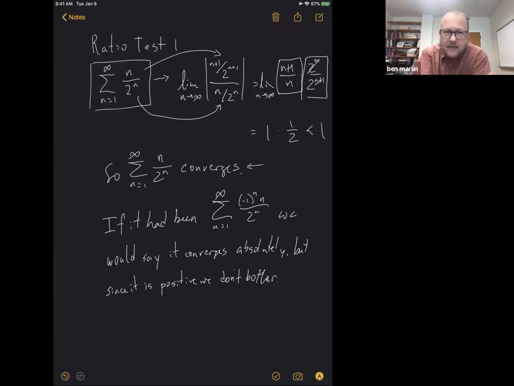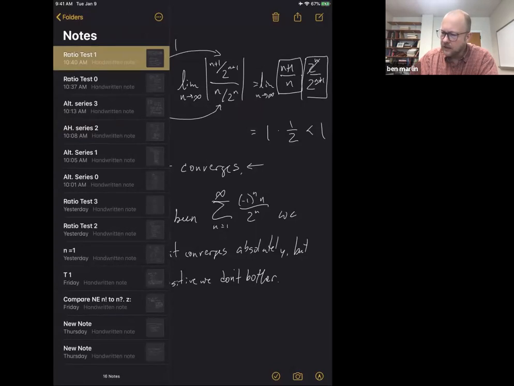And more than that, the ratio test lets you know something is absolutely convergent because it took the absolute value of it in there. But if it's a positive sum of positive terms, absolute convergence and convergence are the same thing. You only need to say absolutely if you're talking about an alternating series. Okay. All right. So let's take a look at another one here.